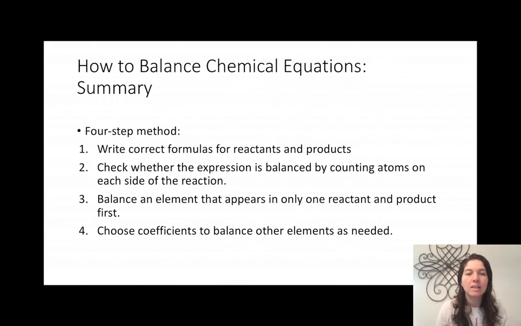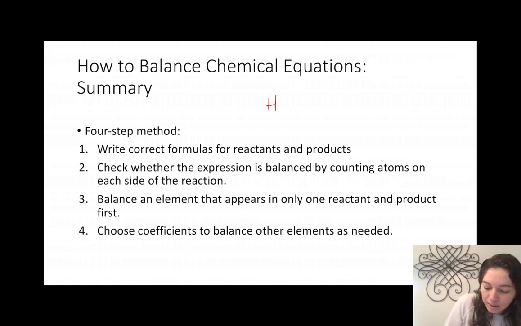Okay, so in summary, here's how you balance chemical equations. You write out the reactants and products, and you check how balanced each side is by counting atoms on each side, and then you balance the element that is not balanced. You might see it appears in only one reactant and one product. Those are going to be the easiest ones to balance. So what I mean by that is combustion reactions. C2H. Here's an example.